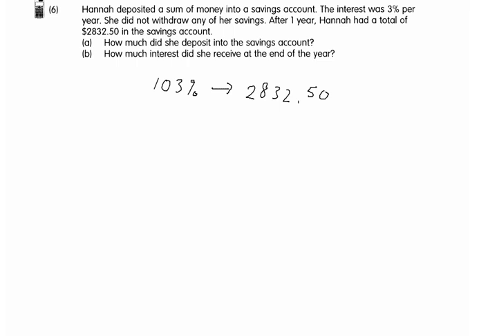That means we want to know how much she put into a savings account at the start of the year. So, first of all, what's the next step? Call it out. Yes, you need to find 1% first. 1% is 2832.50 divided by 103. Okay, Lauren, is this a nice answer? There's a lot of decimal places, is it? It's a nice answer, 27.5.